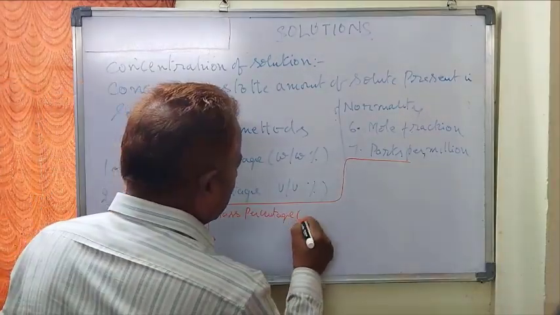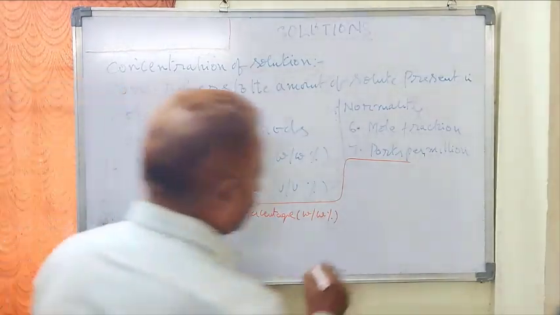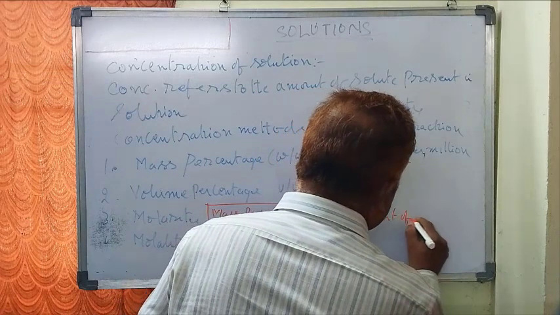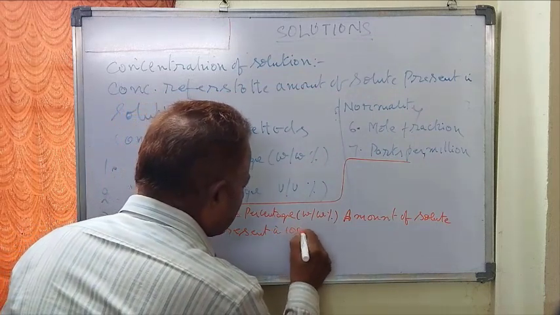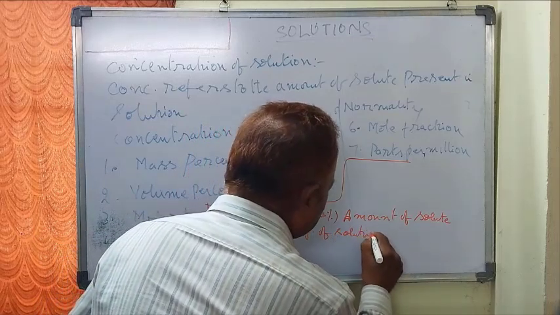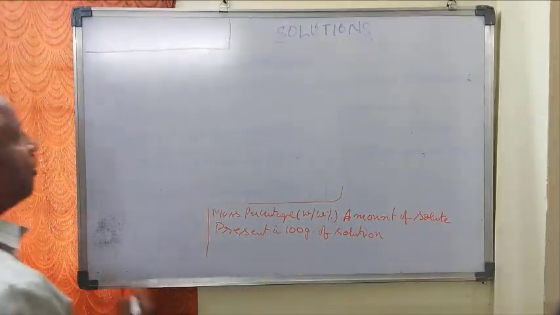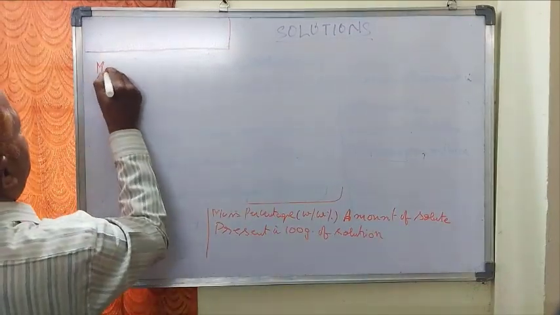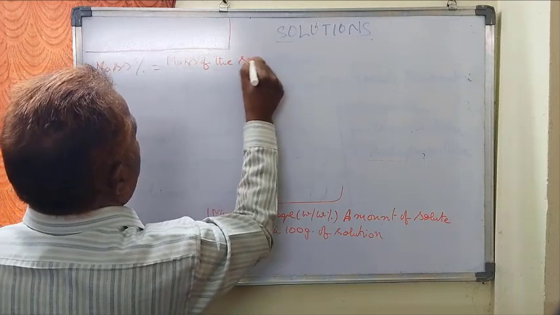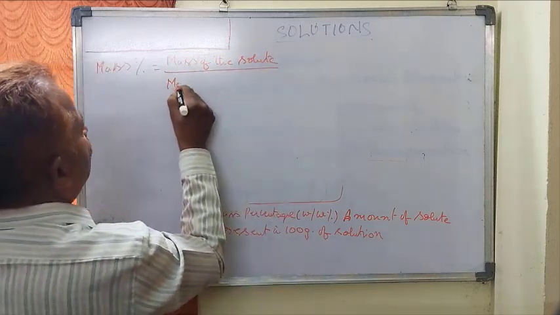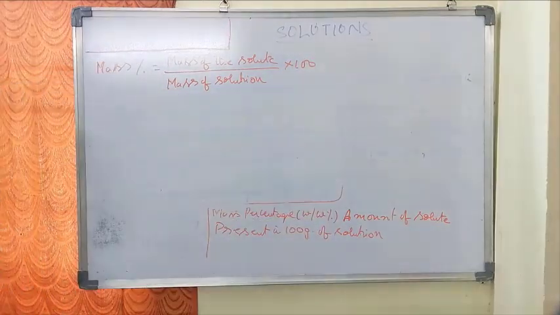Now, mass percentage. Mass percentage, W by W percent, means the amount of solute present in 100 grams of solution. The amount of solute present in 100 gram of solution is referred to as mass percentage. So mass percentage can be written as mass of the solute by mass of solution into 100.